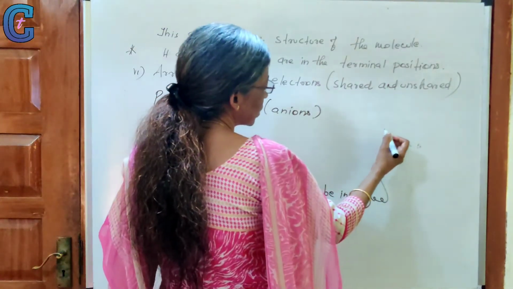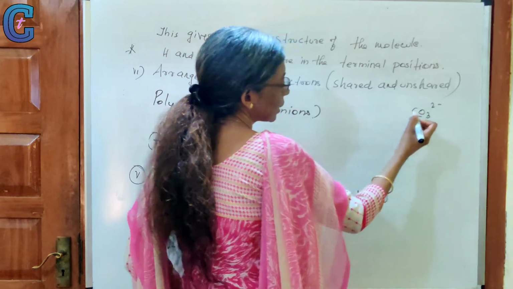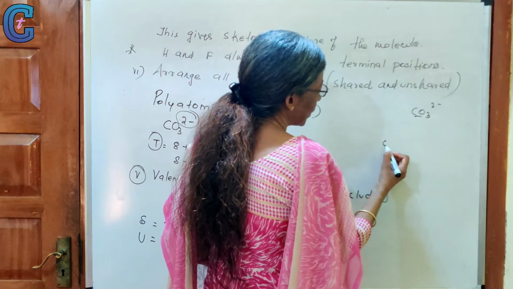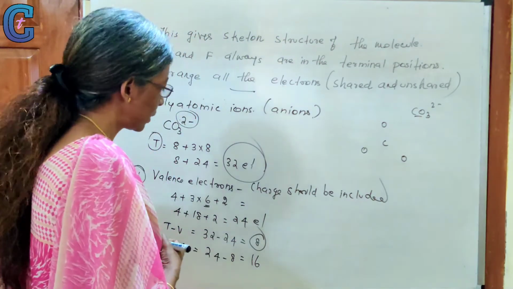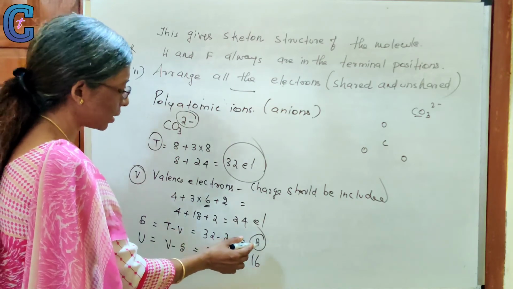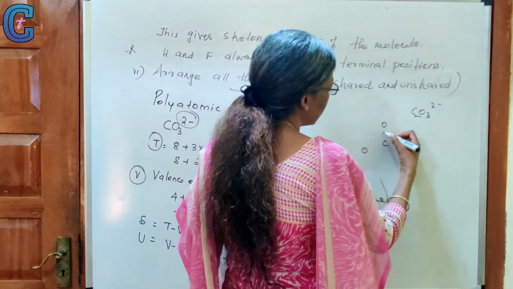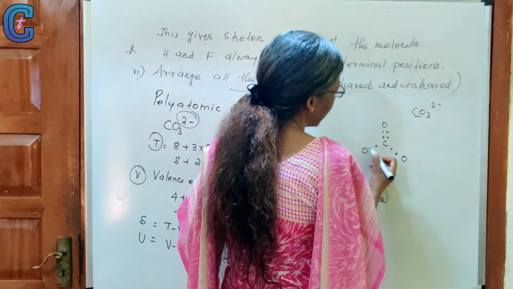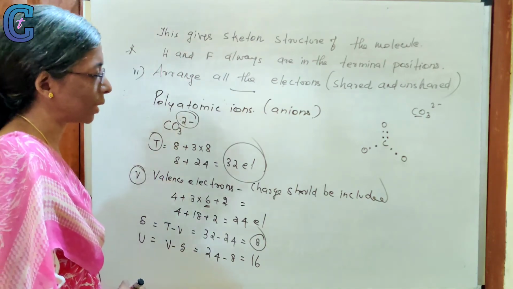You take carbon. So first we have to write the skeletal structure. So in CO3 2 minus, carbon is less electronegative. So you place the carbon here, oxygen here, oxygen here, oxygen here. Right? Now see here how many shared electrons are there? Shared electrons are 8. Okay, 8 shared electrons. So 1, 2, 3, 4, 5, 6, 7, 8. Okay, that is correct. Then unshared electron, how many? 16 are there. What we can do?